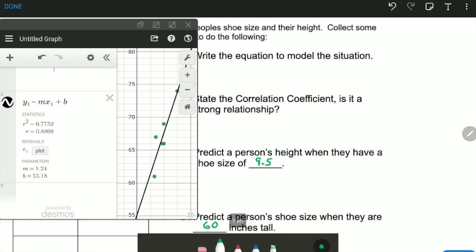So the equation for the situation will be y equals m, which is 1.24, x plus b, which is 55.18.